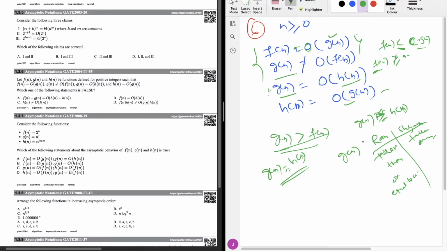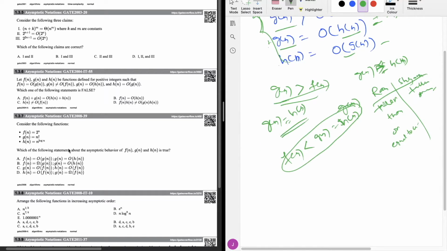Now, f(n) is smaller than g(n). So this is our situation now: f(n) is smaller than g(n), which equals h(n). This is what I have derived from the four statements given. Now I will proceed towards the options given. In the first option it is given that f(n) plus g(n) equals big O of h(n) plus h(n).